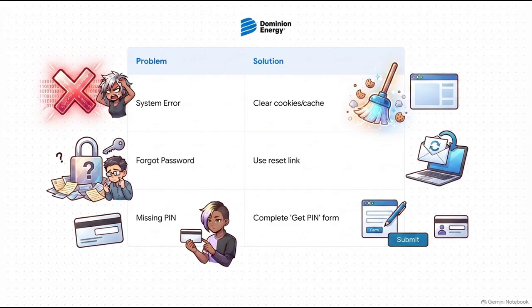If you're hitting a system error or a frustrating page timeout, the quickest and most effective fix is simply clearing your internet browser's cookies and cache. If that fails, try logging in from a completely different web browser. If your problem is a forgotten password, just use the Forgot Your Password link on the login page, and the system will email you reset instructions. And if you're missing a PIN number required for account verification, there's a dedicated Get PIN form you can complete online to set one up.